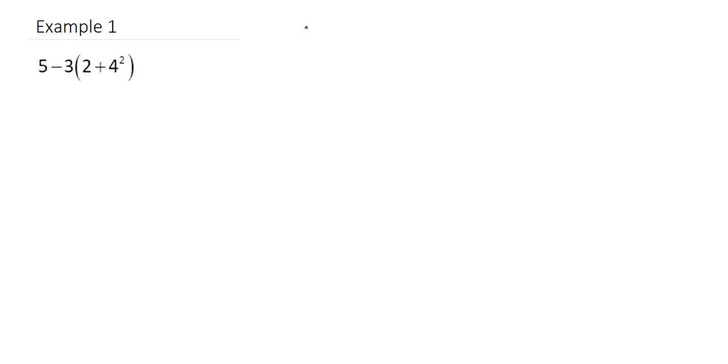I'm going to rewrite this. We first need to deal with the P, which is the parentheses. We would address this first. Inside the parentheses, we also keep the order of operations. We have addition and an exponent. We don't have any more parentheses, but we do have an exponent, so that would be the first thing to address, the E.